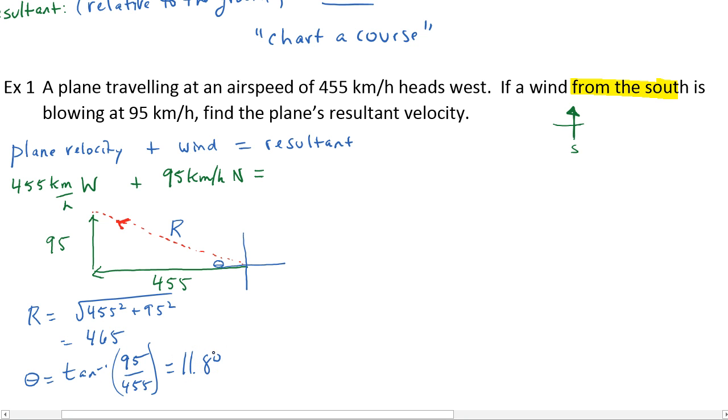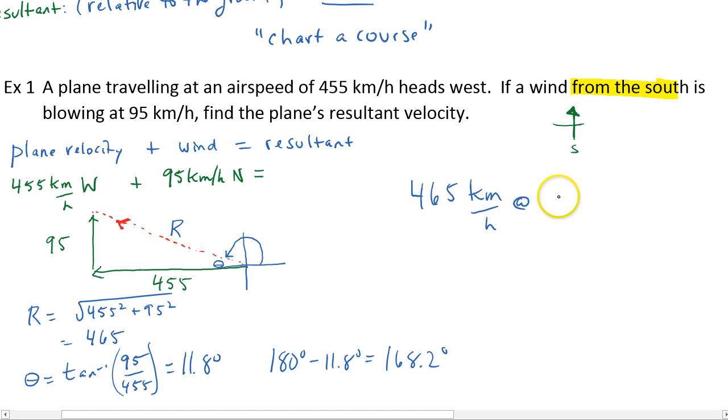Now I should still convert that into counterclockwise from east. So when I'm thinking about that, it's going to go like this, right? And so my direction will actually be 180 minus that, right? So 180 degrees minus 11.8 degrees will equal 168.2 degrees. So I end up with an answer of 465 kilometers per hour at 168.2 degrees. Actually, sometimes I like having that 11.8.